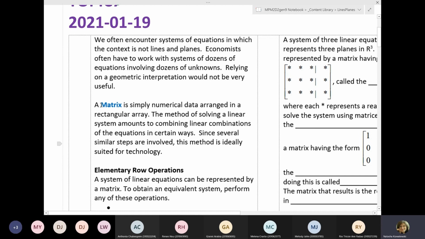And so we're going to talk about what a matrix is. A matrix is simply numerical data arranged in a rectangular array, so it's going to be columns and rows. The method of solving a linear system amounts to combining linear combinations of these equations in certain ways. I'll show you how. Since several similar steps are involved, this method is ideally suited for technology.